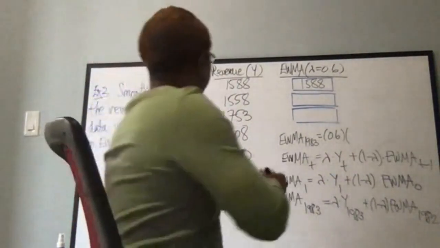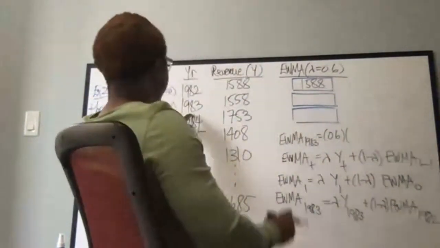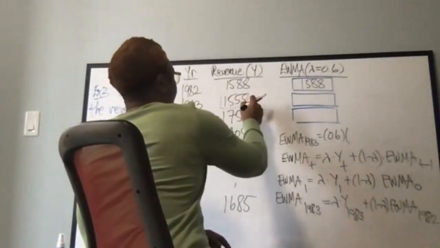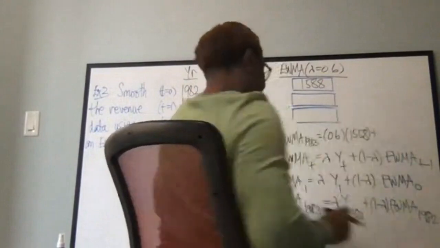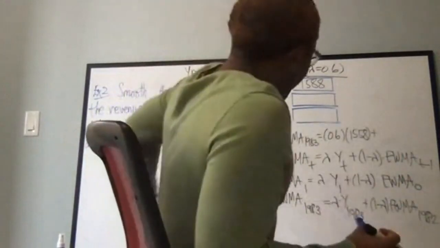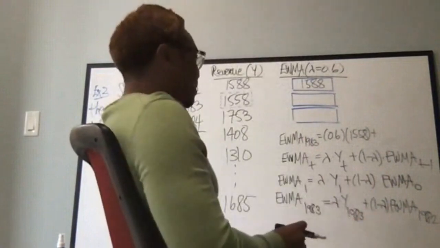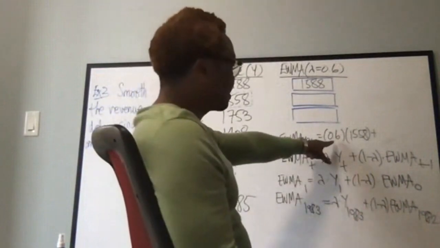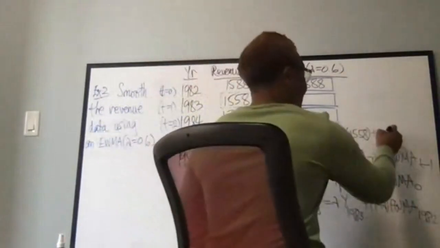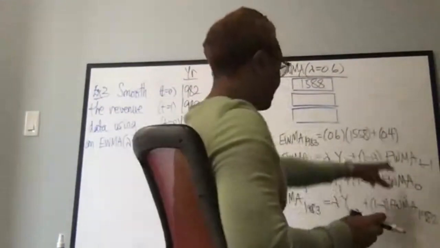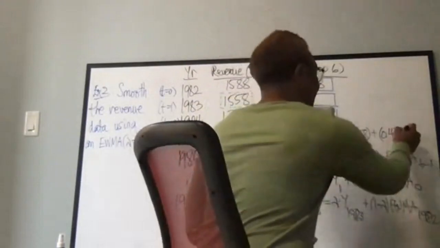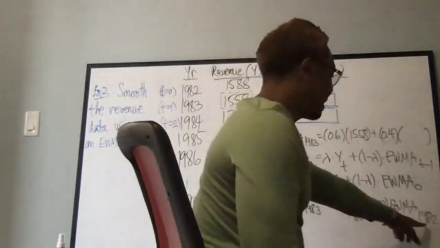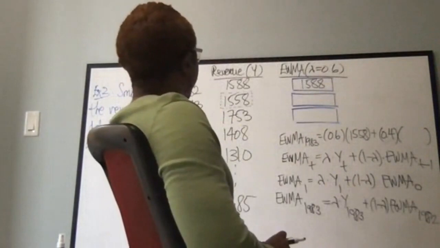Okay, all right, good. 1558. See, here's my y. 1983 is this number right here. So times 1558 plus, what is 1 minus lambda? You probably can see it without a calculator. Well, if lambda is 0.6, 1 minus lambda has to be 0.4. See, this is 1 minus 0.6. 1 minus lambda. And then finally, times EWMA of 1982, which is what?